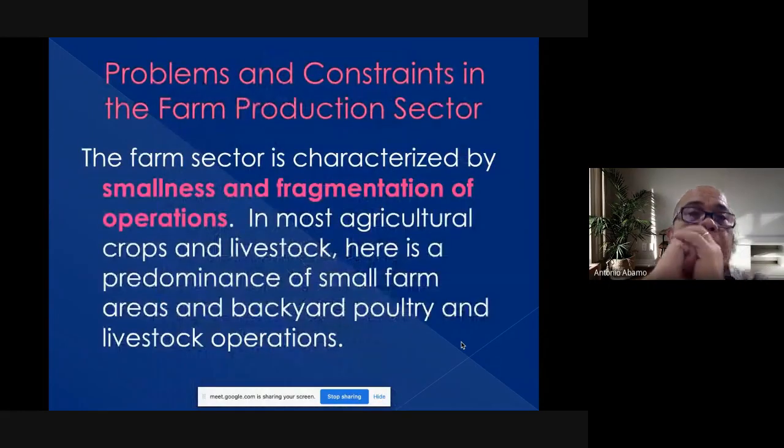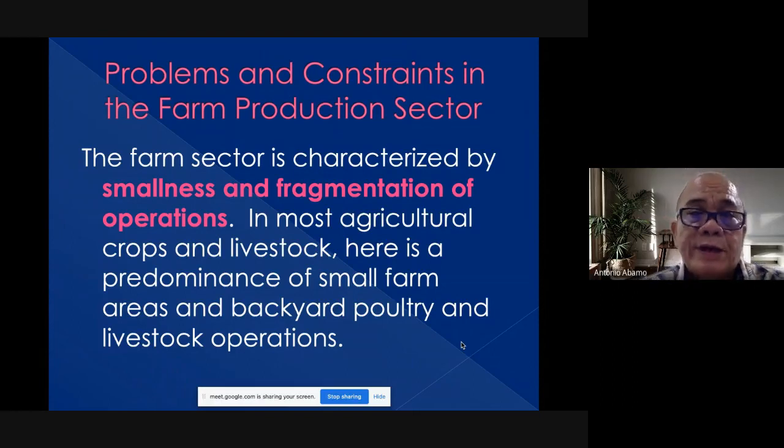Now, so these are the production strategies, marketing strategies. Let's go to the problems and constraints in the farm sector. No? The first problem, actually, we might think that it's madali lang mag-produce, or madali lang magiging profitable in the agribusiness production subsystem.